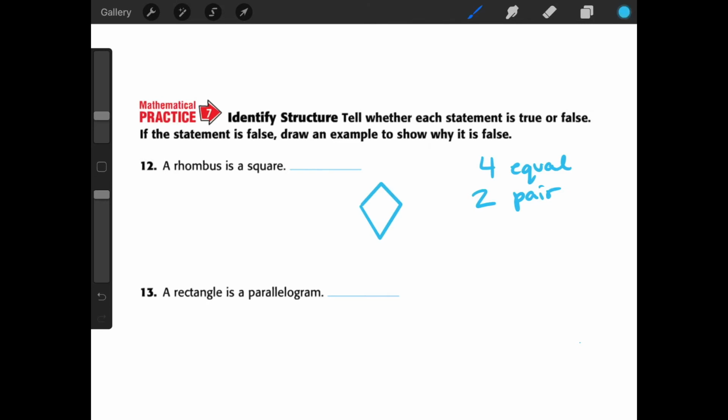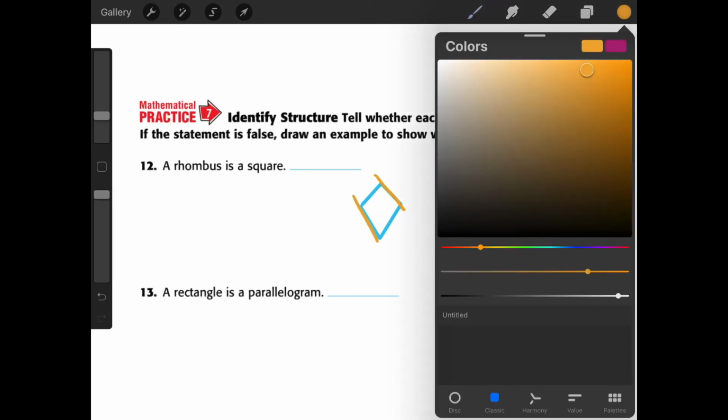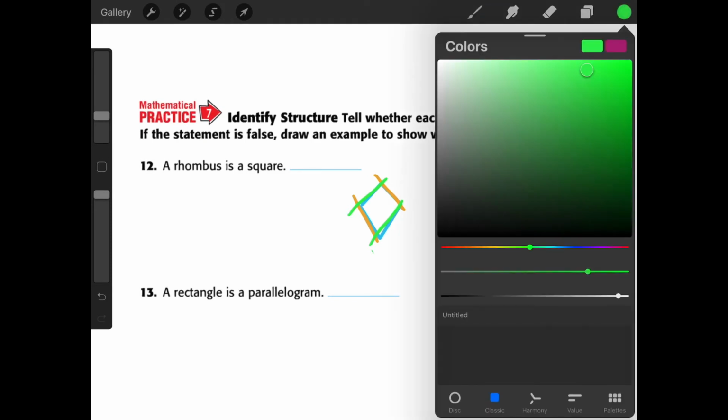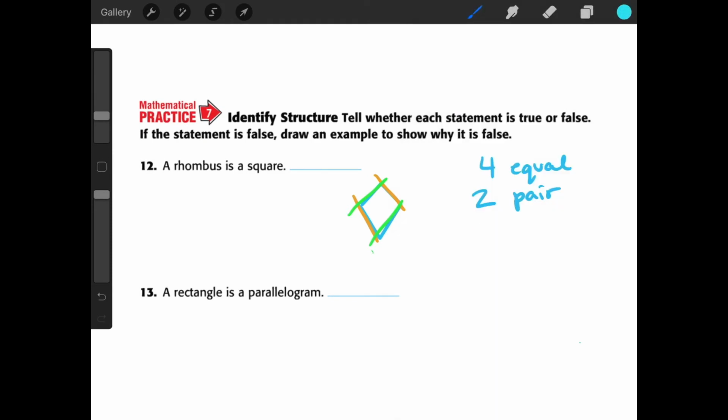It has one here and one here. And it also has one here and one here, so it does have two pairs of parallel lines. However, it also has to have four right angles. Now, this is definitely not a right angle. So that is false. It's really close, but it doesn't have the right angles. So there's my example. A rectangle is a parallelogram. Now, we've talked about this one.